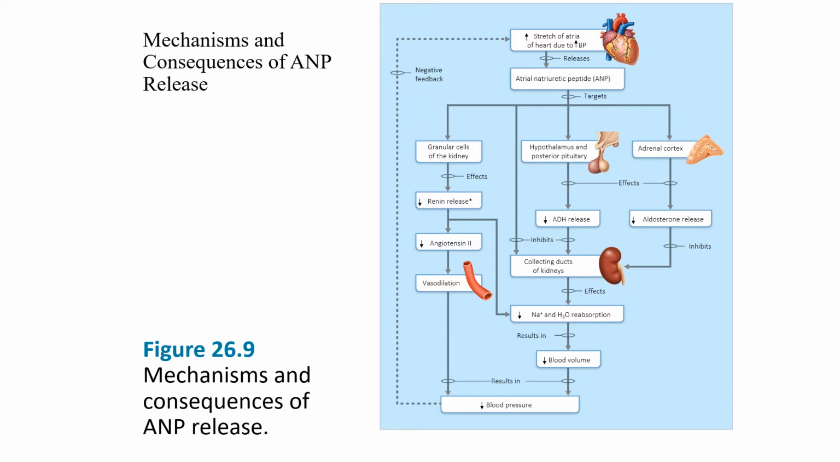So here are the mechanisms and the consequences. And what we see is sodium and water are excreted in the urine, and that decreases blood volume, and that's going to decrease blood pressure. Notice that ANP also is going to cause vasodilation, and that will decrease blood pressure as well.